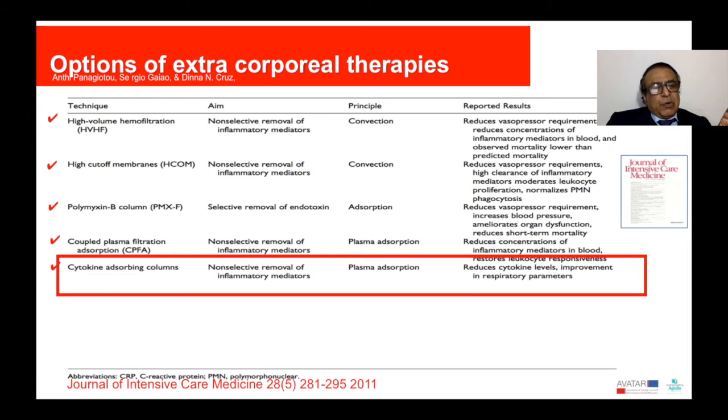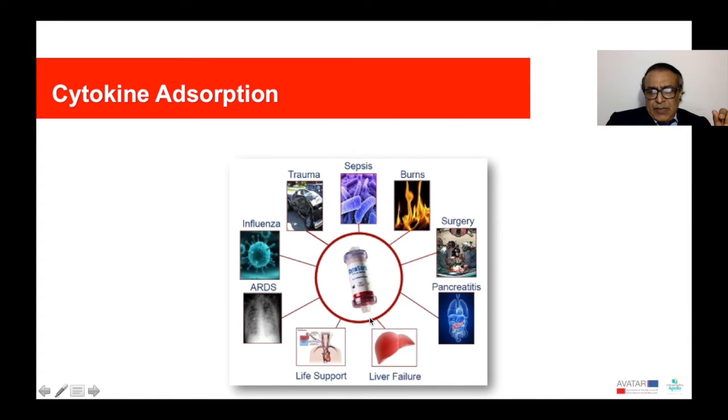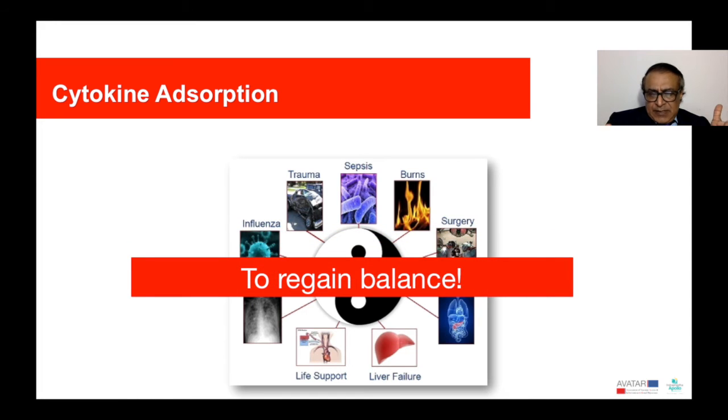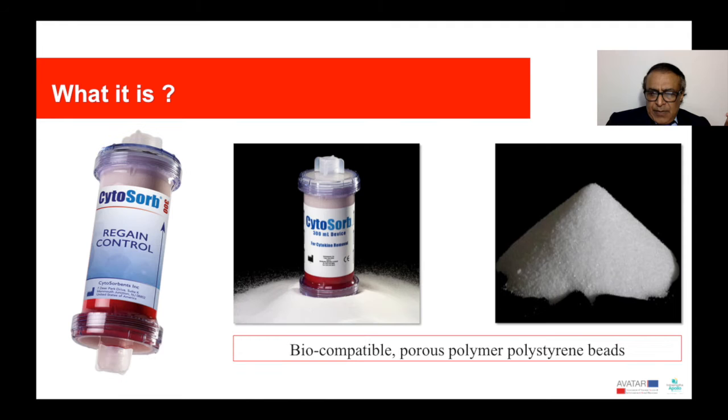But as I said earlier, I'll concentrate on the cytokine adsorption column, which is non-selective removal of inflammatory mediators through plasma adsorption. Now, this is what I'm talking about. The Cytosorb is one such device which has been tried at least in sepsis, burns, surgical sepsis, pancreatitis-induced inflammation or SIRS, hepatic dysfunction, liver support systems, ARDS, and influenza, etc. What exactly is this? This is probably to restore the balance.